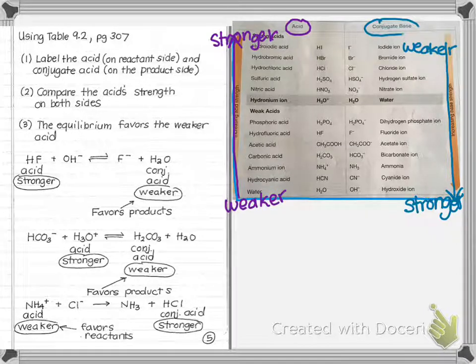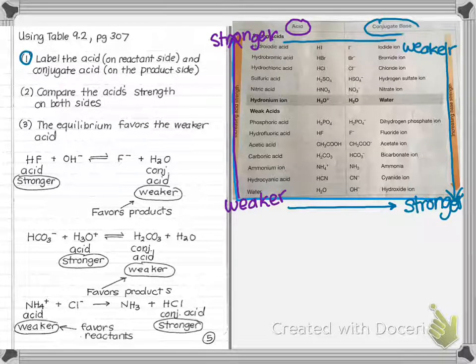Okay. So you see the relationship. The stronger the acid, the weaker its conjugate base. And the weaker the acid, the stronger its conjugate base. So let's see how we can use the strength of the acids to figure out if a reaction favors the product side or the reactant side. So let's follow, and we're going to use this table.